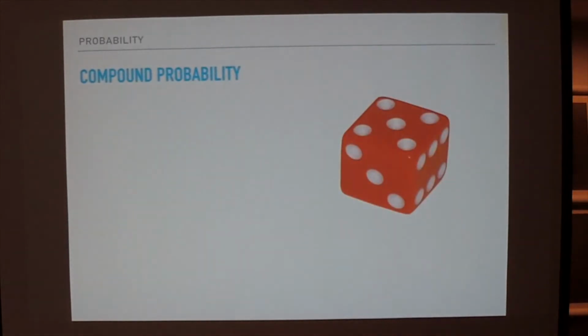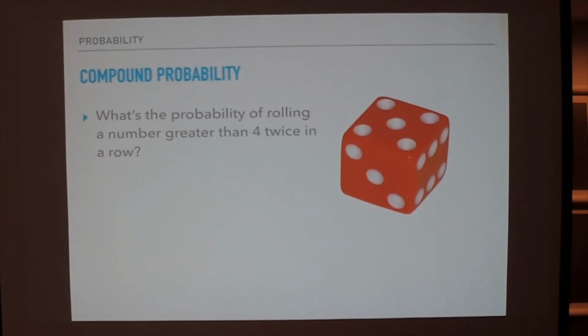Okay, so let's talk about rolling a die. What's the probability of rolling a number greater than 4 twice in a row? So the first time you roll it. Oh, greater than 4. Yeah, greater than, not greater than or equal. So there's 2 out of the 6, right? So the first time you roll it is 33.3%. And the second time you roll it is 20%, right?